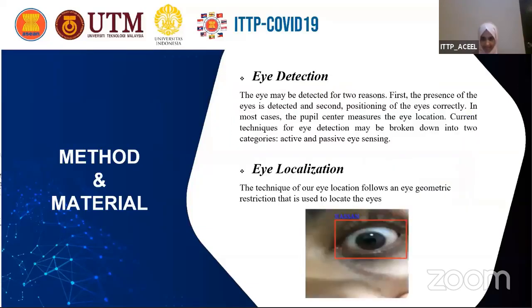Then after that, the eye detection. The eye may be detected for two reasons. Firstly, the presence of the eyes is detected, and the second one, the position of the eye. In most cases, the pupil center measures the eye location. Current techniques for eye detection may be broken down into two categories: active eye sensing and passive eye sensing. Then after that, eye localization. The technique of our eye location follows eye geometric restrictions that are used to locate the eyes.